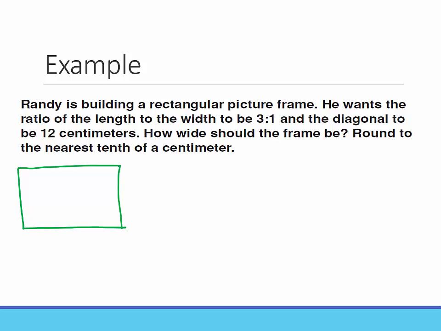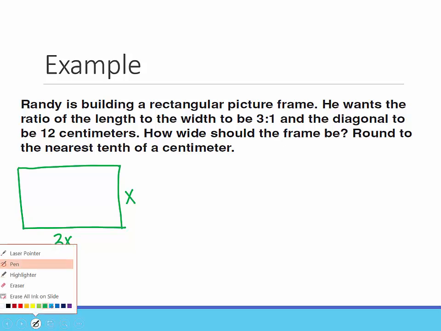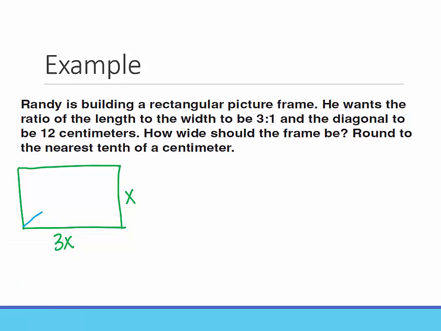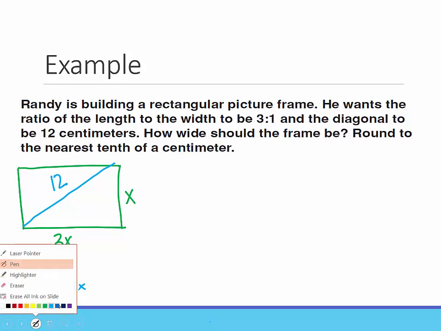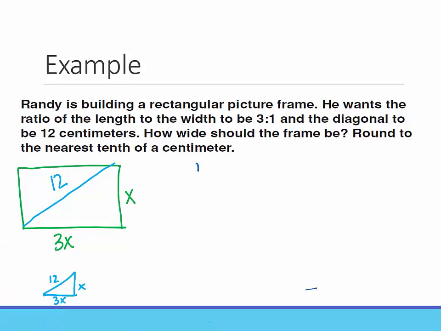That means whatever this side is, this side has to be 3 times bigger. So if we don't know something, make it x. So this has to be 3x. And then he wants the diagonal, so what goes from corner to corner, to be 12 centimeters. And what we just did was made a triangle. 12, 3x, and x. How wide should the frame be? Well, we can find x with this information.